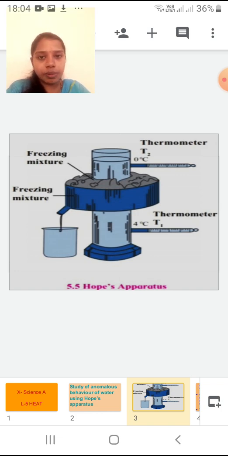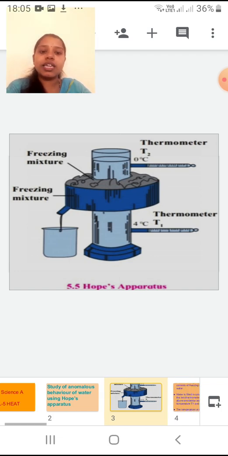Now two thermometers are attached. One is at the bottom and another at the top, above and below. The lower thermometer shows the temperature T1. The upper thermometer shows the temperature T2. Very simple construction. Why 4 degrees Celsius and 0 degrees Celsius are written there, we will see after our experiment is done.